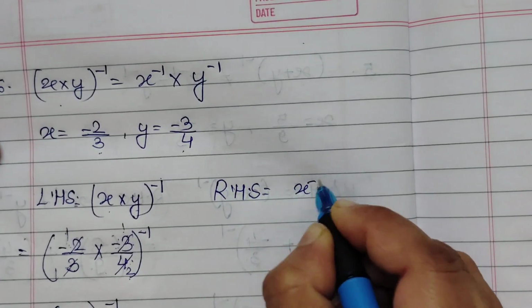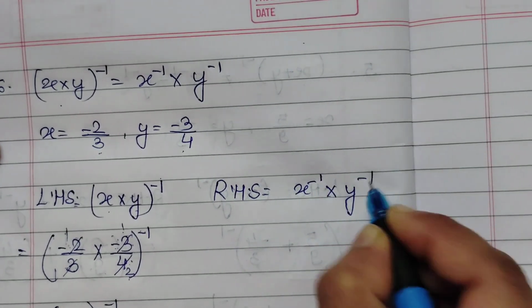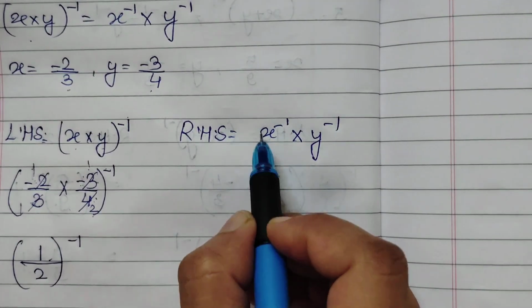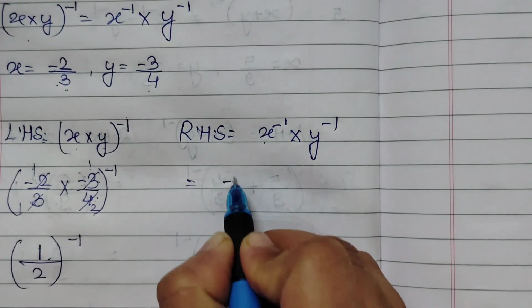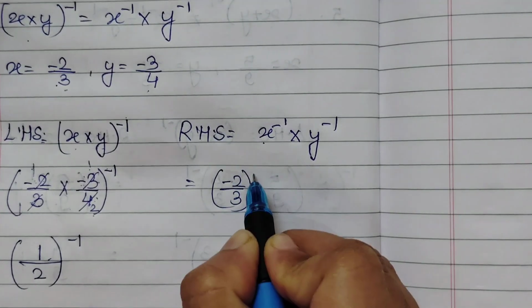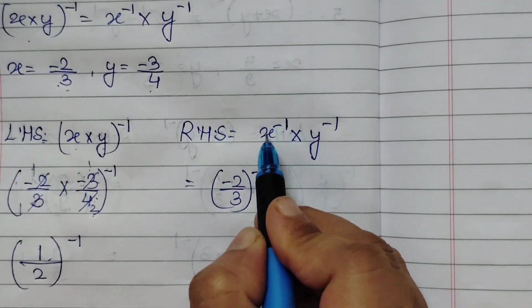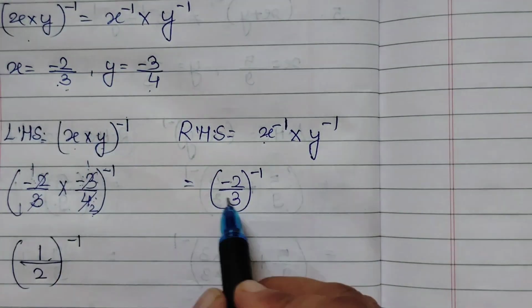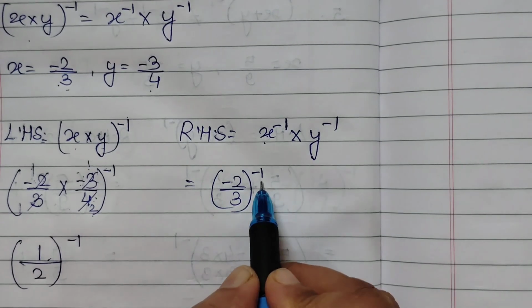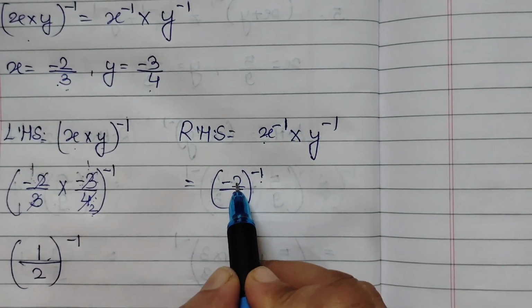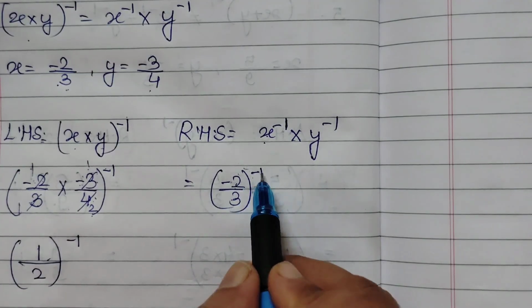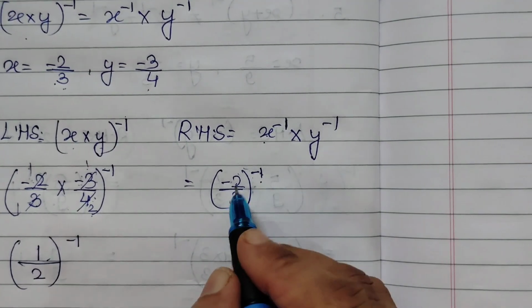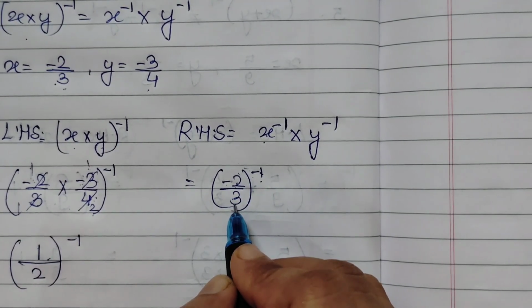So it is x raised to minus 1 multiplied by y raised to minus 1. Now the value of x is minus 2 upon 3, so minus 2 upon 3 the whole raised to minus 1. This minus 1 is for the whole x, so I put minus 1 for the whole thing, not just directly. If I write without brackets, it will be applicable only to 2. But the whole minus 2 upon 3 is my x.